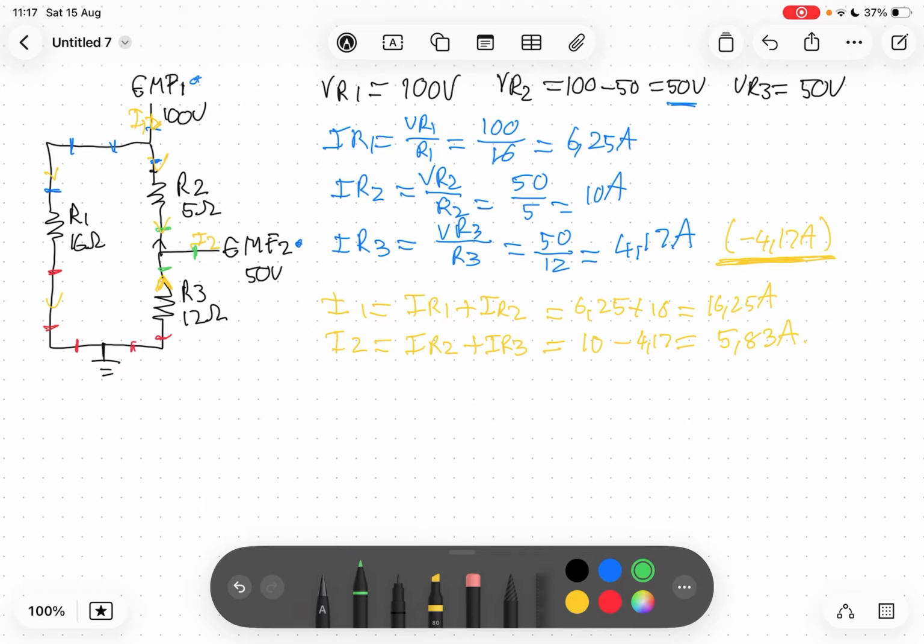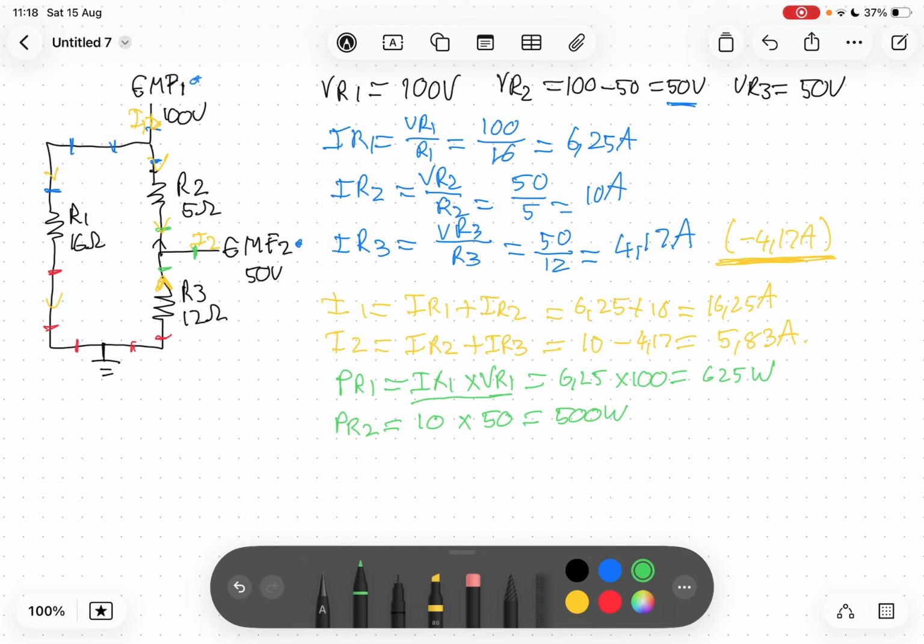Now let's calculate the powers for each one of the resistors. So PR1 is equal to IR1 times VR1, and this is equal to 6.25 times 100 volts, remember that, so it's 625 watts. And for PR2, it is equal to 10 amps times the voltage, which is 50 volts, and this is equal to 500 watts.